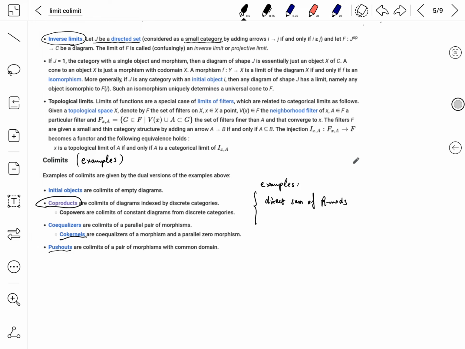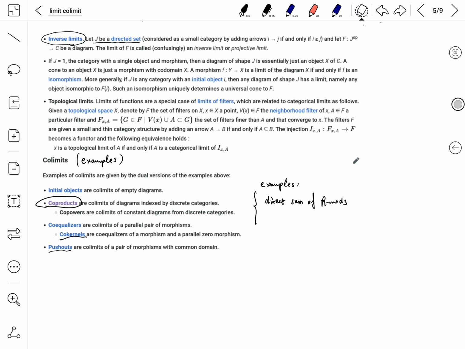Let's look at this inverse limits example. So this is an example of a limit. We are taking this g to be this particular category whose objects form a set. We see that this is a small category.